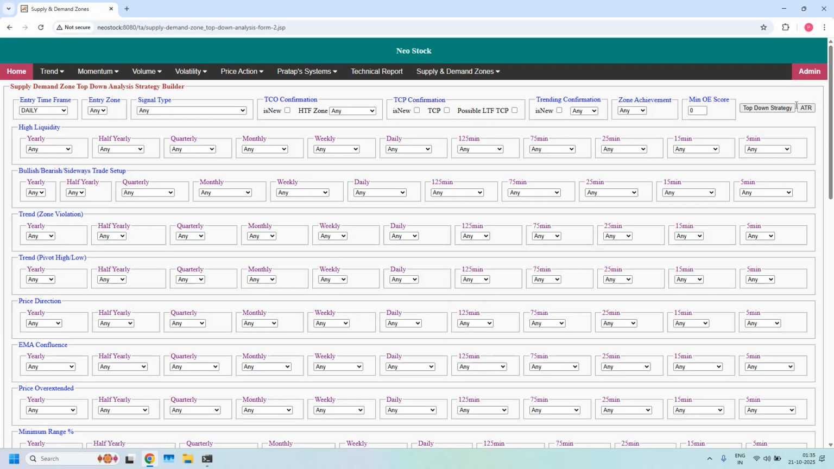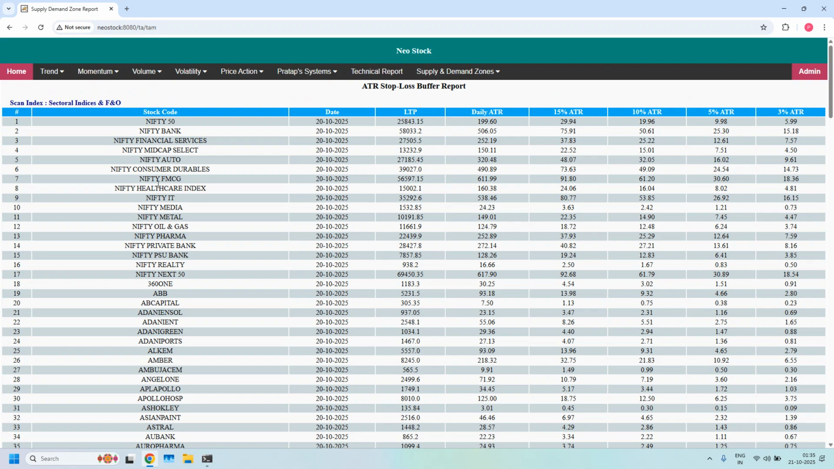In the final report, I am generating stop buffers based on daily ATR. The first 17 in this list are indices, remaining all are equity stocks. So I am scrolling the list down. Whichever stock you want to refer to, pause the video, study, and then proceed further. Okay, I am scrolling the list down.